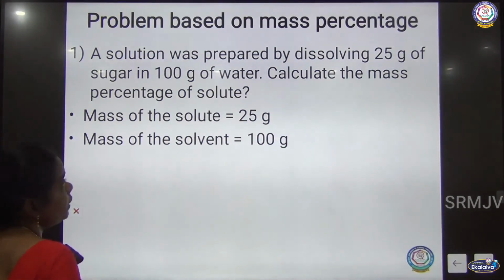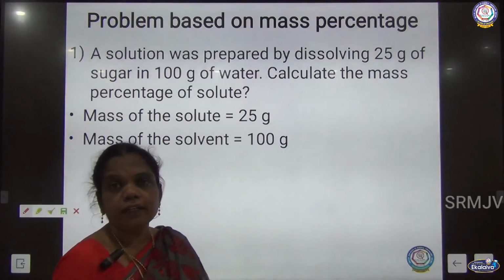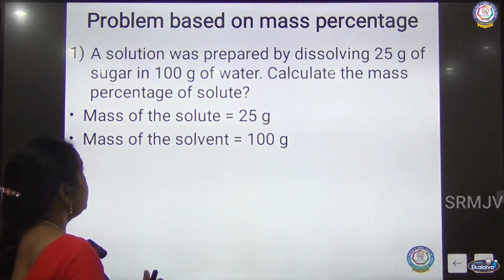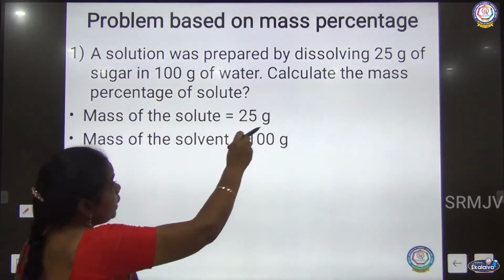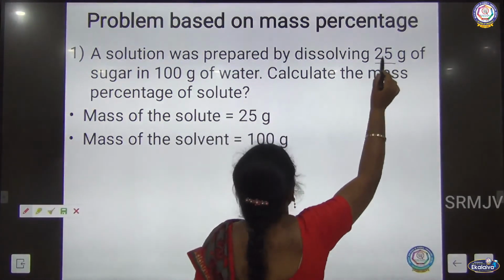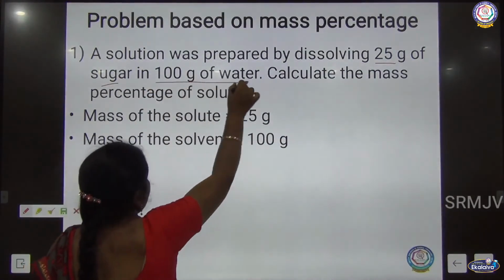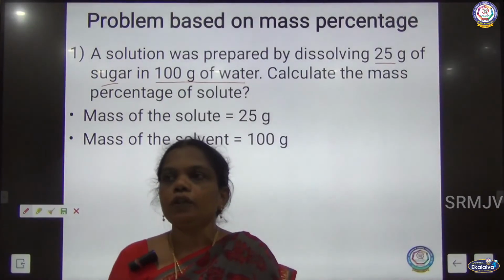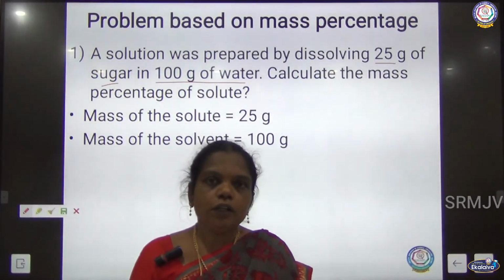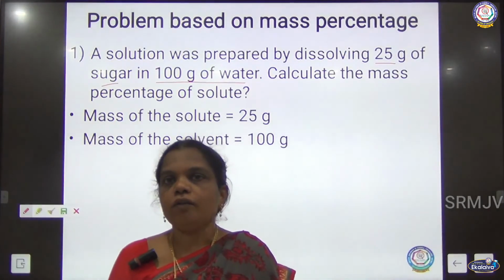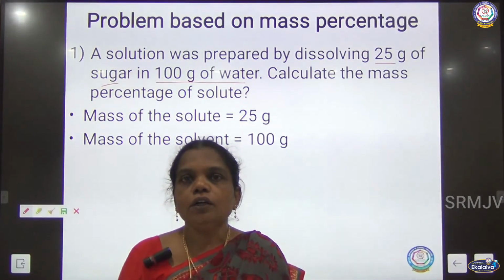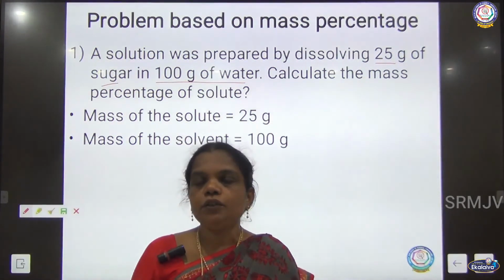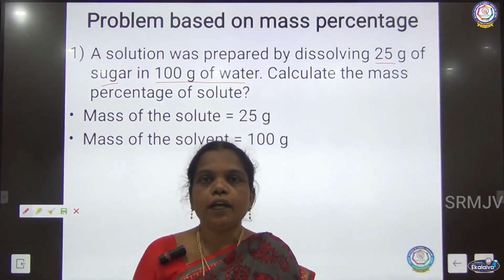The mass percentage is the percentage of solute present in the solution. So now what is the problem? The solution was prepared by dissolving 25 gram of sugar in 100 gram of water. They are giving only sugar and water, they didn't mention solute and solvent. Already you know what is solute and what is solvent. The lesser mass is called what? Solute, and the larger mass is called what? Solvent. Understand?